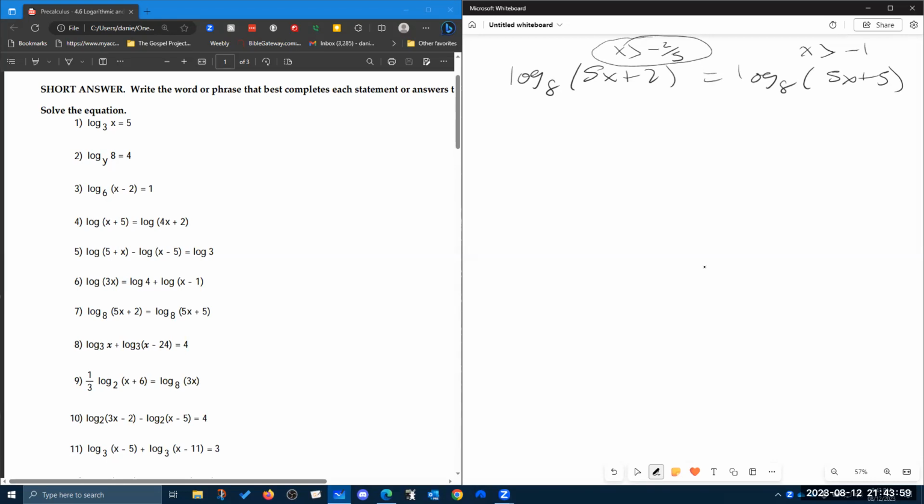If I drop the log base 8s with the one-to-one property, 5x plus 2 equals 5x plus 5. And I have a problem because when I subtract the 5x's from both sides, 2 equals 5. There's no solution here. It's never going to work.